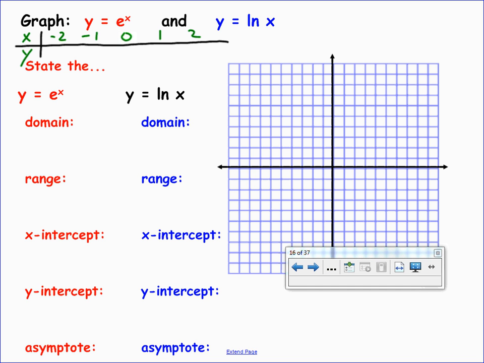So y is e to the -2. That's 1 over e squared exactly. E to the -1 is 1 over e. E to the 0 is 1. E to the first is e, which is about 2.718. And e to the second is e squared, which is about 7.3 or something. All right, so you guys help me out with the decimals.